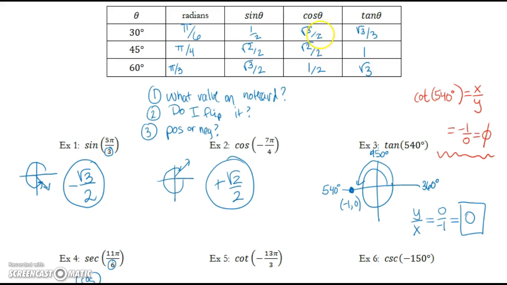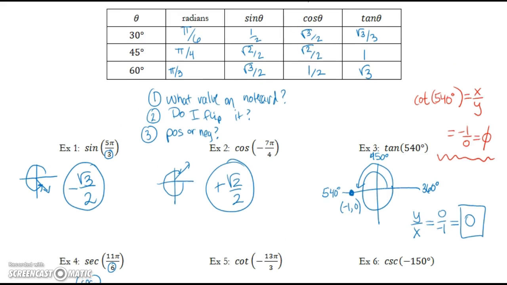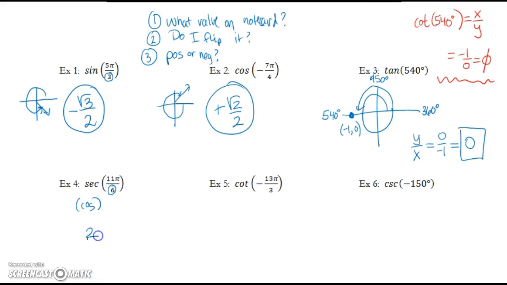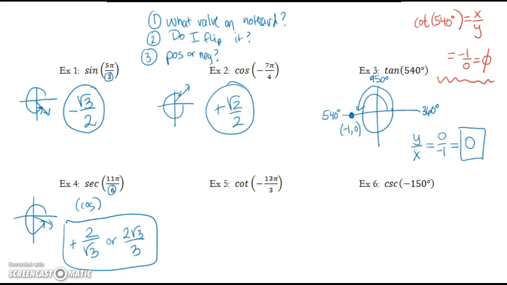The second question is, do I flip it? Well, since we're looking for secant rather than cosine, we need the reciprocal. So let's flip √3 over 2. When we flip √3 over 2, we get 2 over √3. And the third question is, is it positive or negative? So let's sketch the angle and decide what quadrant we're in. Since this is cosine, and cosine's positive in quadrant 4, our value is going to be positive. Now you can leave it as 2 over √3, or you can rationalize it and get 2√3 over 3. I will accept either of those answers.